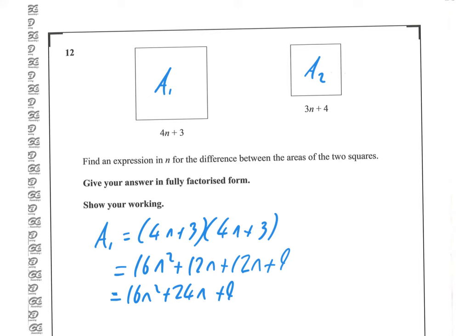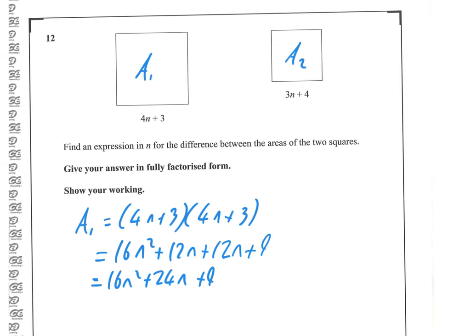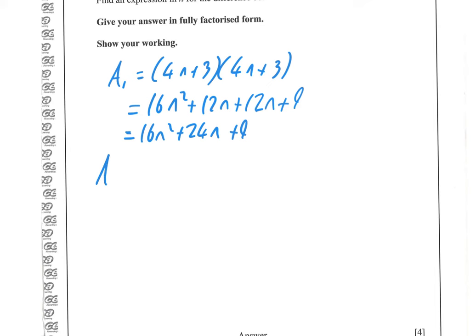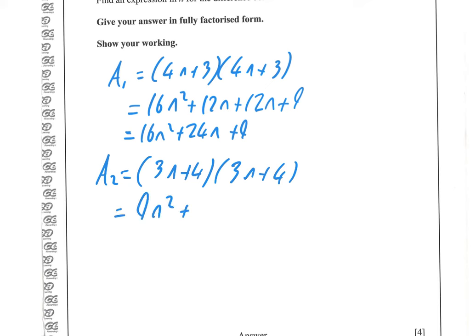Your area 2, what is it, 3n plus 4? Area 2 is going to be equal to 3n plus 4 times 3n plus 4. If you multiply it out, you're going to get 9n squared plus 12n plus 12n plus 16, which is going to be 9n squared plus 24n plus 16.